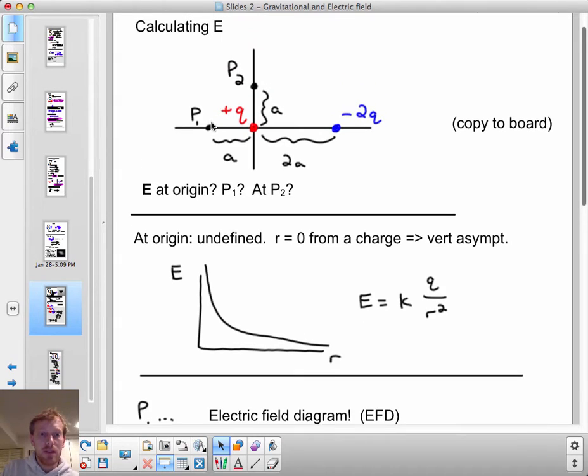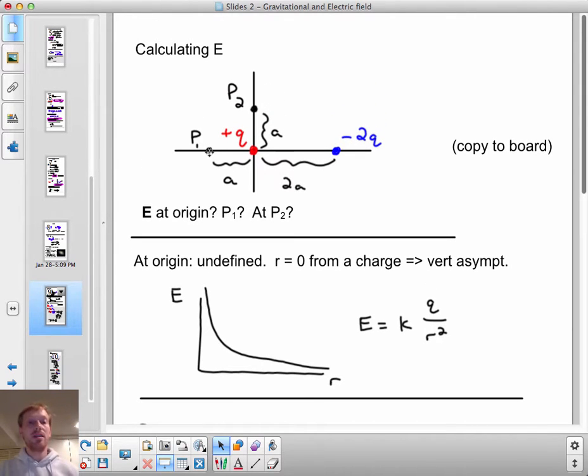I'm at this location, and when we're thinking about the direction of an electric field, we're always imagining a positive point charge at particular locations. So if I were to put a positive point charge there, well, it would experience a leftward electric force from that positive charge and a rightward electric force from that negative charge.